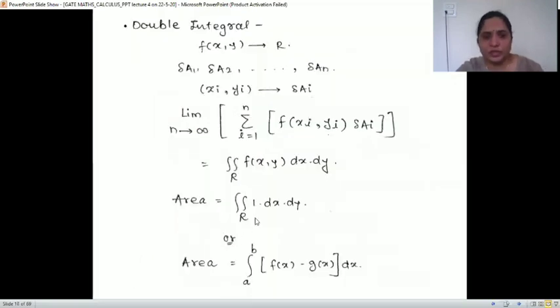This is the formula of integration. And area can be defined as, area is nothing but double integration dx dy over whatever is the region, right? Or area can also be defined as, in case of single integration, integration from a to b of f(x) minus g(x) dx. This is also the formula of area.